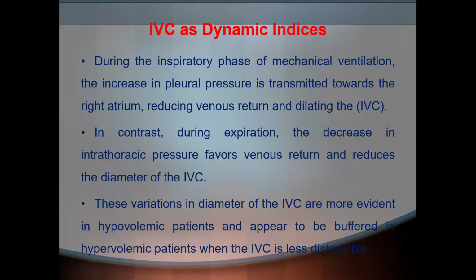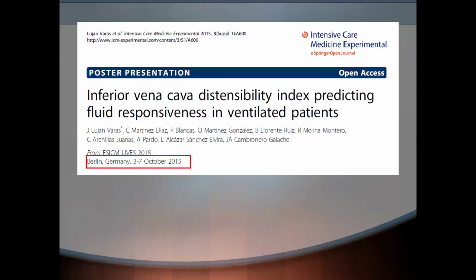This variation between inspiration and expiration increases in the hypovolemic patient, but is buffered or cannot be measured in the hypervolemic patient because the IVC is already distended. Now we have inferior vena cava distensibility. We have to remember this term: inferior vena cava distensibility during pressure control ventilation, and inferior vena cava collapsibility during spontaneous breathing.